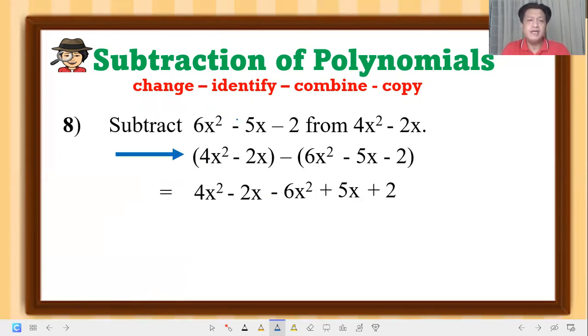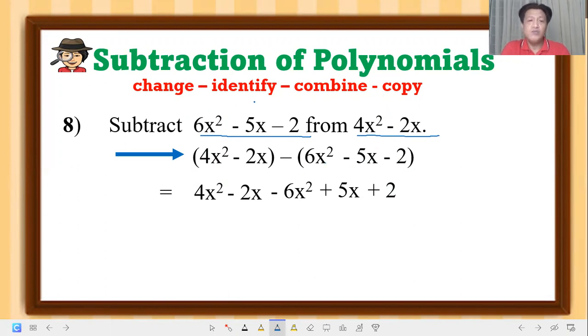Okay, for number 8, how about this now? Subtract 6x squared minus 5x minus 2 from 4x squared minus 2x. Okay, remember, when we analyze this, ang ibig sabihin nito, yung minuend natin dyan, yung 4x squared minus 2x. Kasi ibabawas mo si 6x squared minus 5x minus 2 doon sa 4x squared minus 2x. Kaya we have to write this first, 4x squared minus 2x minus 6x squared minus 5x minus 2.